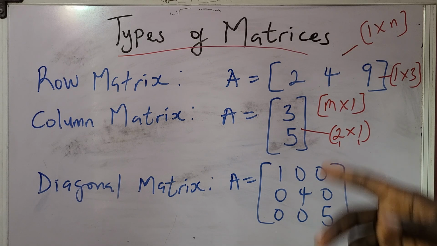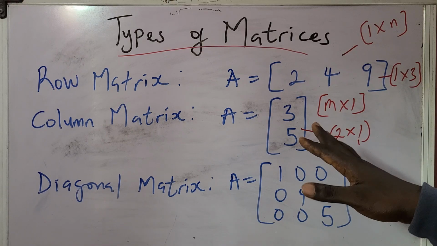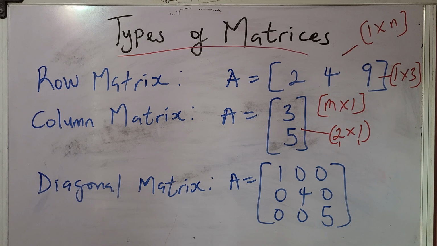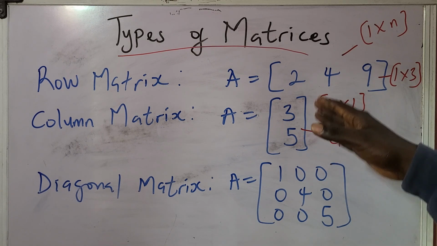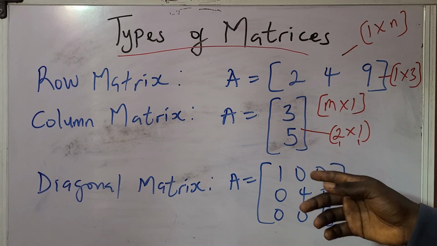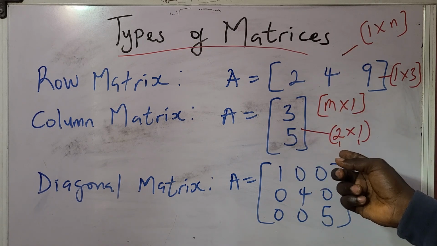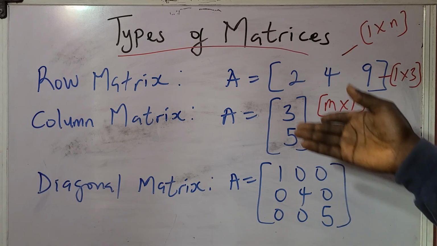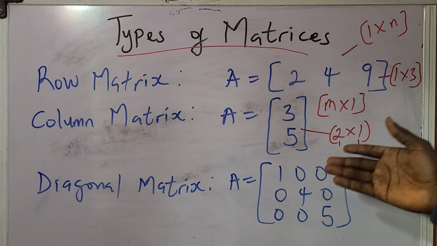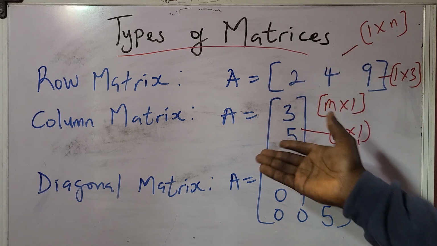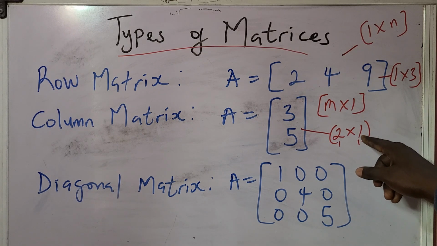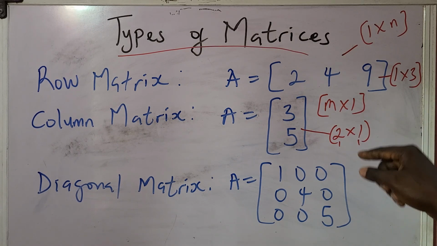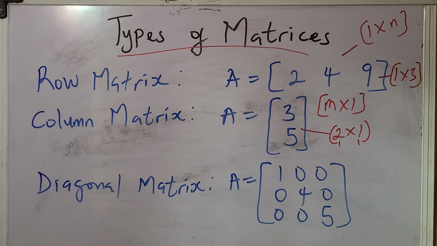When you're dealing with a column matrix, you need to be informed that you cannot have more than one column, but you can have several rows. So we can go on to have a 3 by 1 matrix. A 3 by 1 matrix will be a column matrix. A 4 by 1 matrix will be a column matrix. A 5 by 1 matrix will be a column matrix. As long as it doesn't have more than one column, it's still a column matrix.